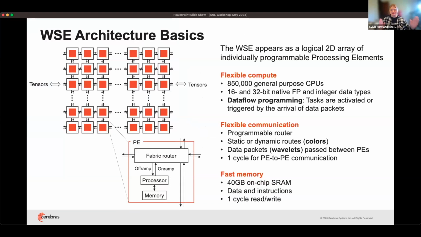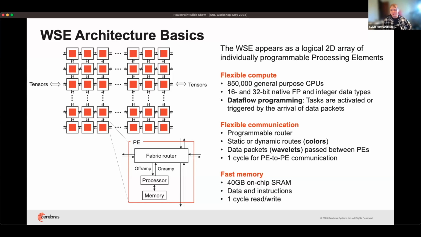So in terms of how this is actually working under the hood, we talk about 850,000 cores. We call those individual logic units processing elements, that are basically going to be presented logically as a 2D array, each of which is going to have access to about 48 kilobytes of memory, all of which is exactly one cycle to perform a read or write on the local memory, and in addition, one cycle read or write to perform memory communication to every processing element adjacent to it in the grid. We have 16 and 32-bit native floating point and integer data typing.